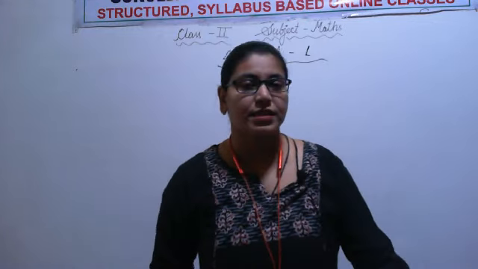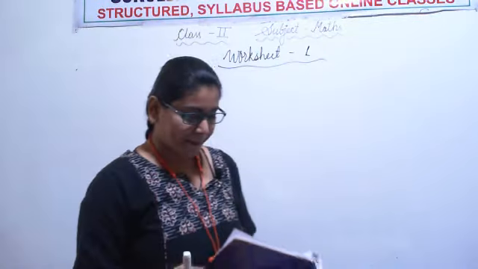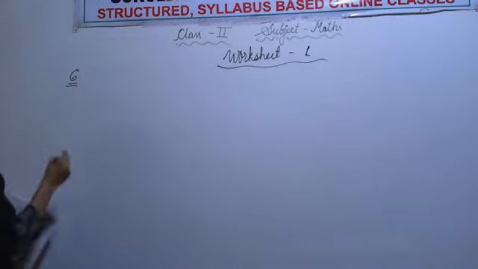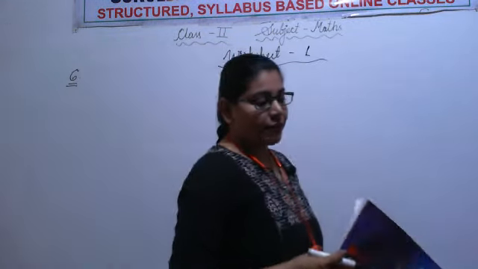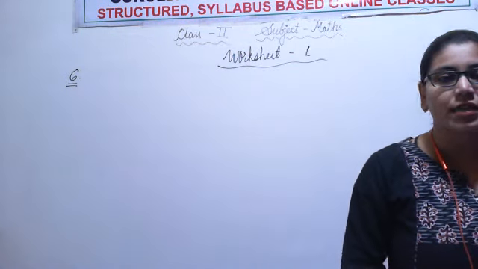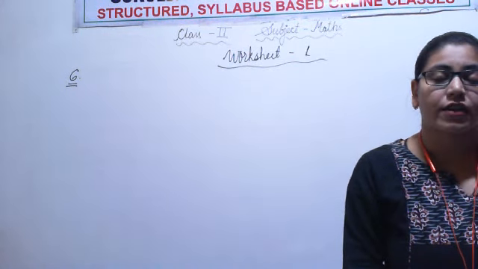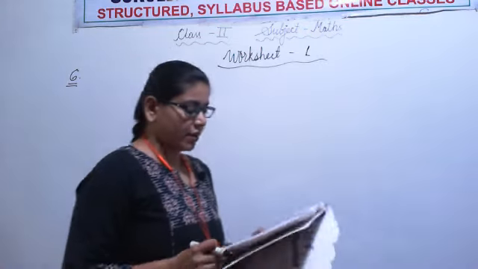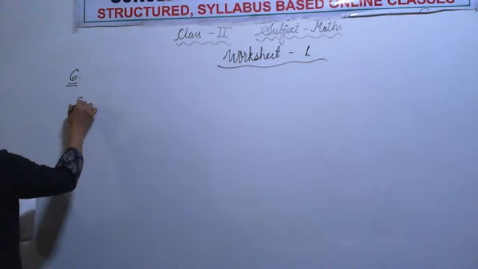Solve question number 6 using the order property, the order multiplication rule. The order property states that if we change the order of numbers, then our result will not be affected. Our result will be the same. So let's see some questions based on it.